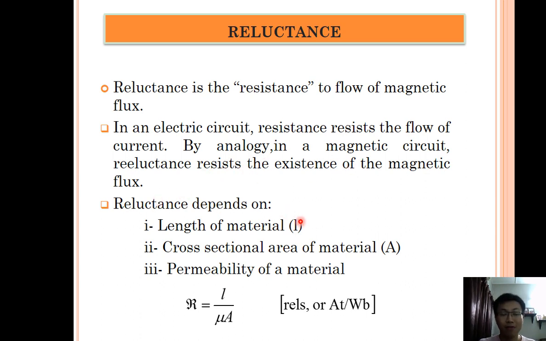Reluctance depends on the length of the material, the cross-sectional area of the material, and the permeability of the material. Then we have R equals L over mu A. The unit is ampere turns per Weber. So L over mu A, where mu equals mu r times mu naught.